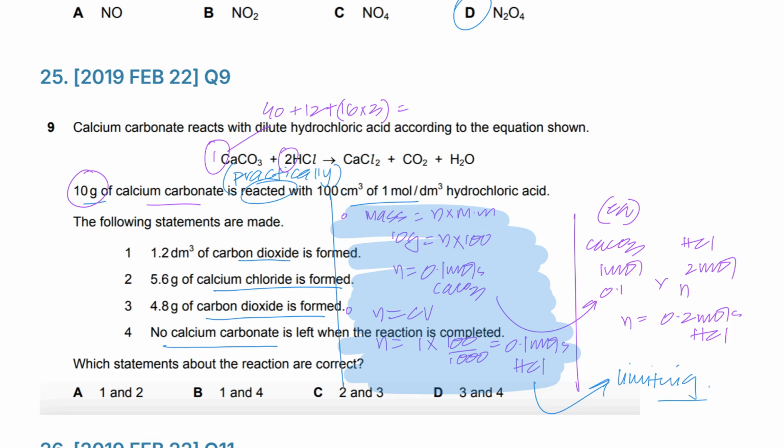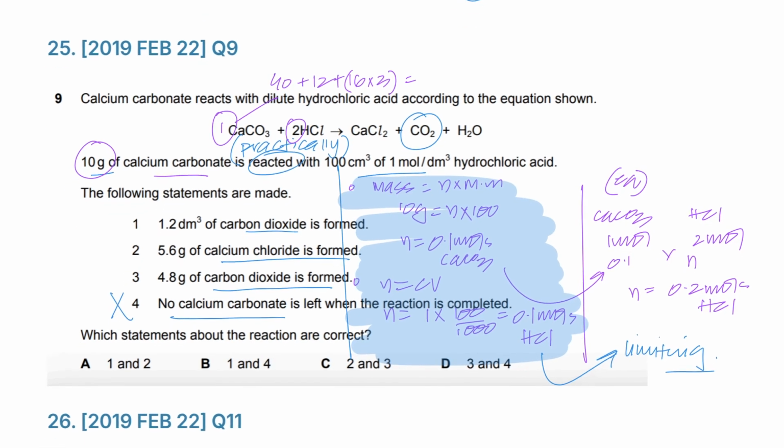So no calcium carbonate is left. That's wrong. Calcium carbonate is indeed left over. So 4 is wrong. Now, with the limiting reactant, we perform the calculation. So with this limiting reactant, now I'll have to calculate the volume of carbon dioxide.